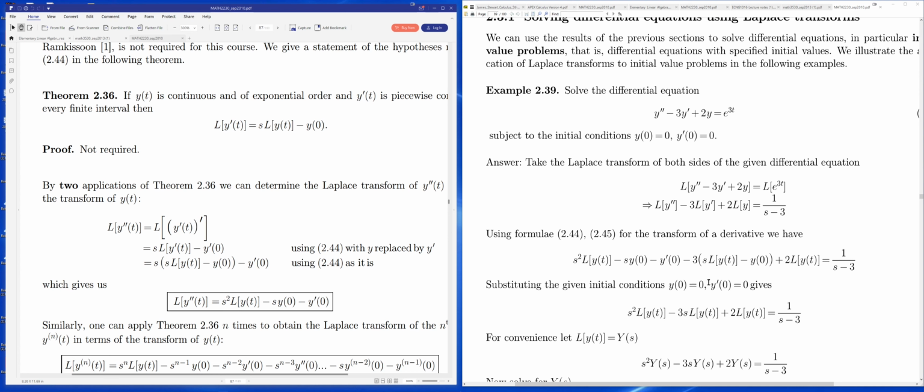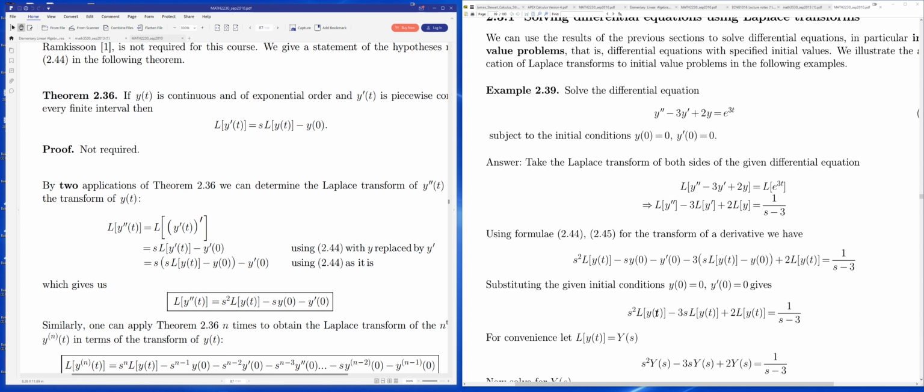The y(0) is equal to 0 and the y'(0) is equal to 0, right? So when you put in these particularly simple initial conditions, you get 0 over here. So the s y(0) is just going to go to 0, the y'(0) is just going to go to 0, this y(0) is just going to go to 0. So all you'd be left with for this example is s squared Laplace of y minus 3s Laplace of y plus 2 Laplace of y, right?